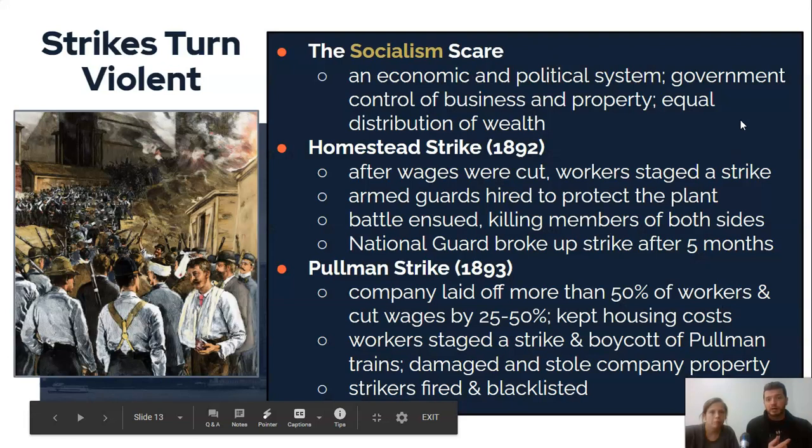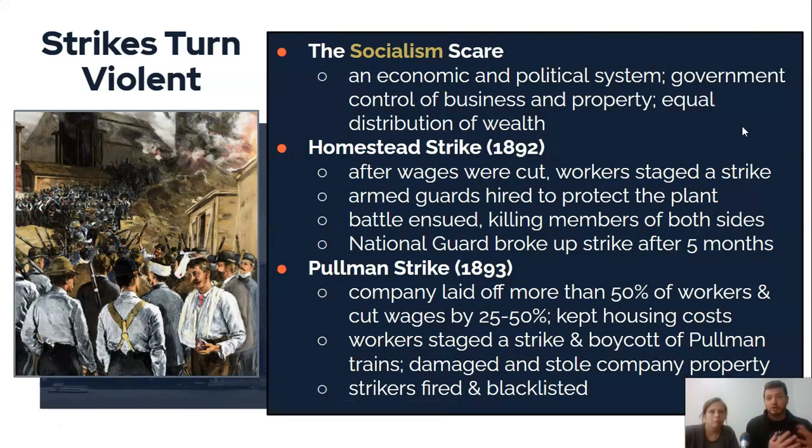The unions are really going to scare a lot of people. They're going to scare the owners because they're not going to be able to make as much money. And profits are really kind of the main goal right now if you're an entrepreneur or a business owner.